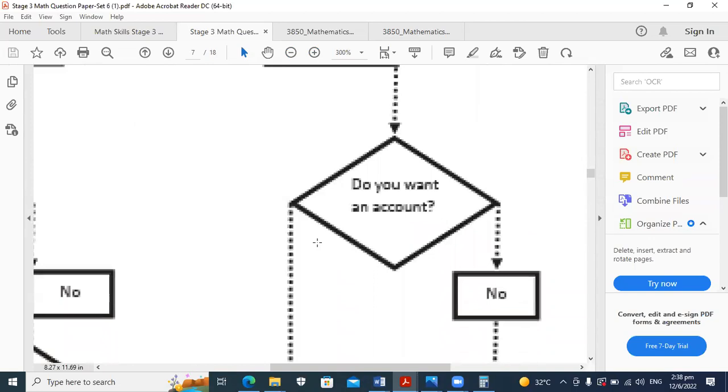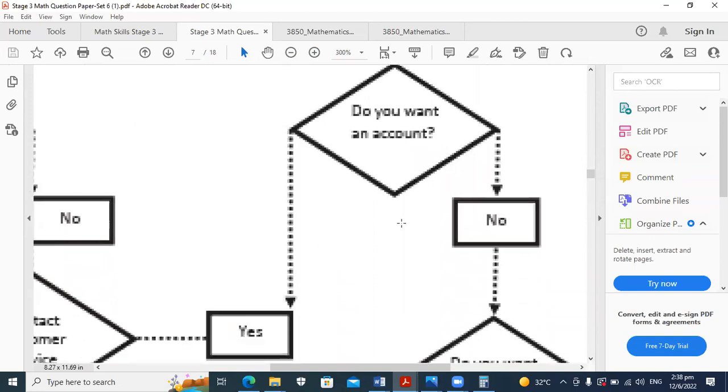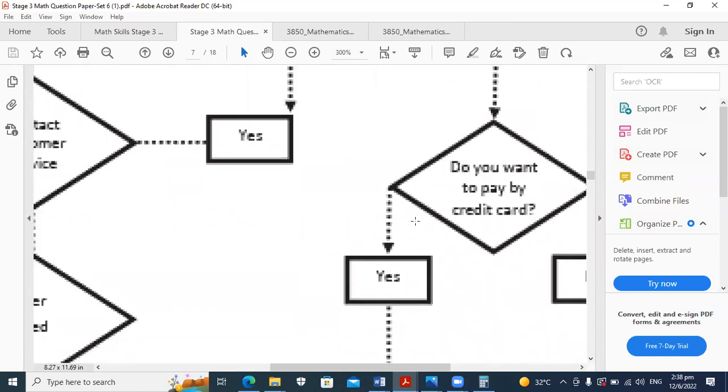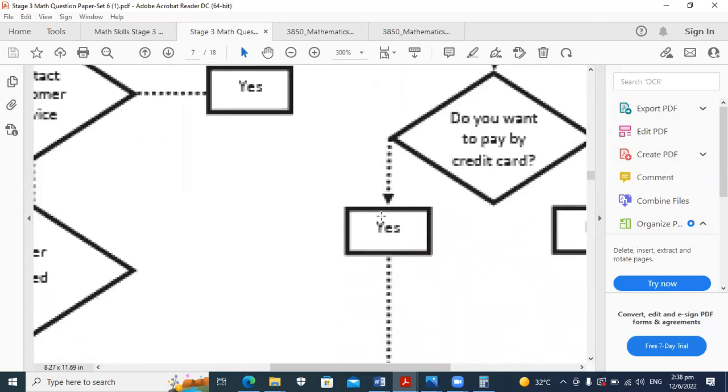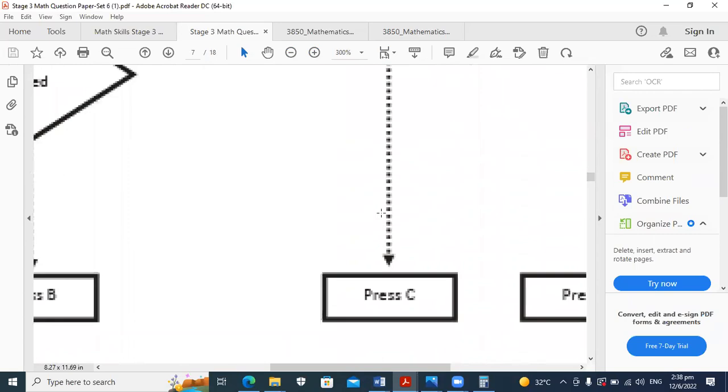Do you want an account? No. So, do you want to pay by credit card? No. Yes, man. Just read the question.